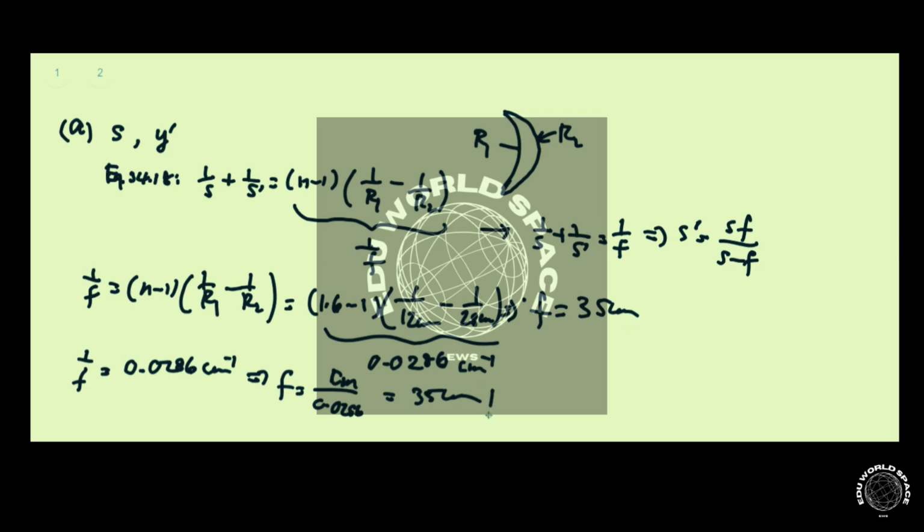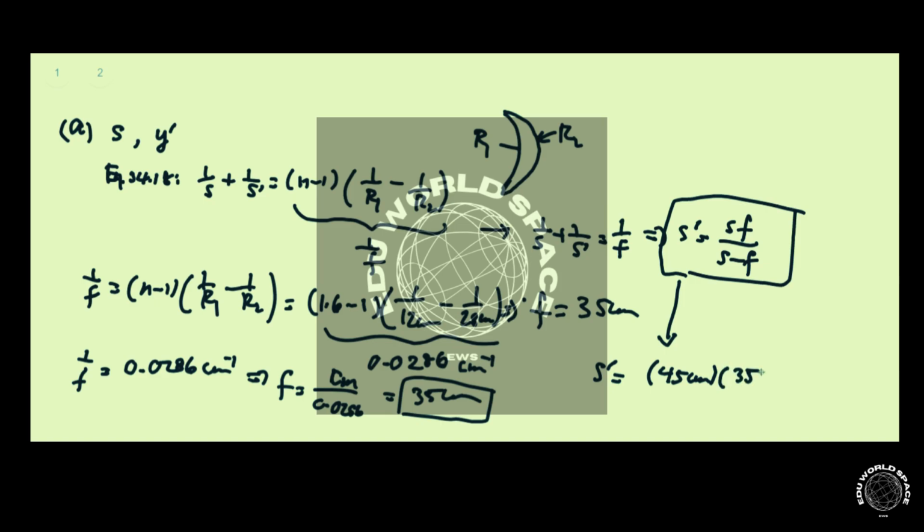And now that we have F, we can use this equation, and then we can write S prime. So S was 45 centimeters. F is 35 centimeters, we just found that. And then we have 45 centimeters minus 35 centimeters. And that gives us 157.5 centimeters. Okay, so now we have the position of the image that's formed by that lens.